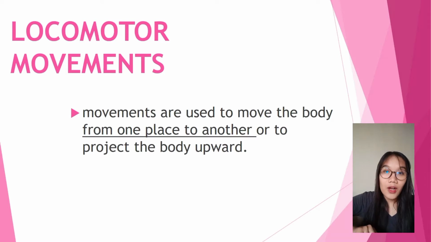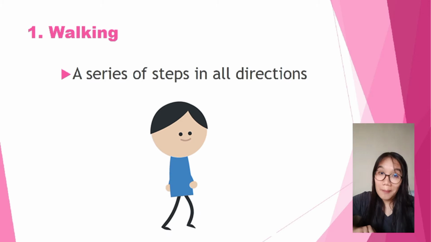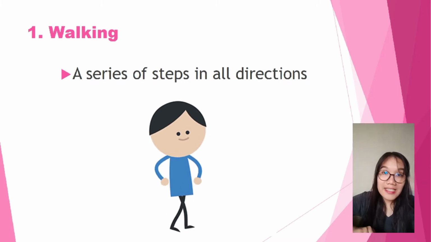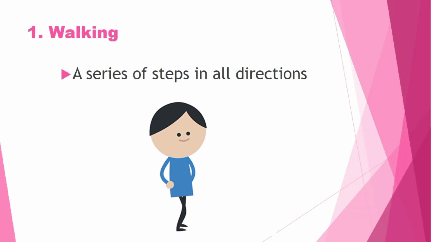Okay, first is walking. Walking is a series of steps in all directions. When walking, each foot alternately moves with one foot always in contact with the ground or the floor. The stepping foot is placed on the ground before the other foot is lifted. And the weight of the body is transferred from the heel to the ball of the foot, and then the toes for push off.